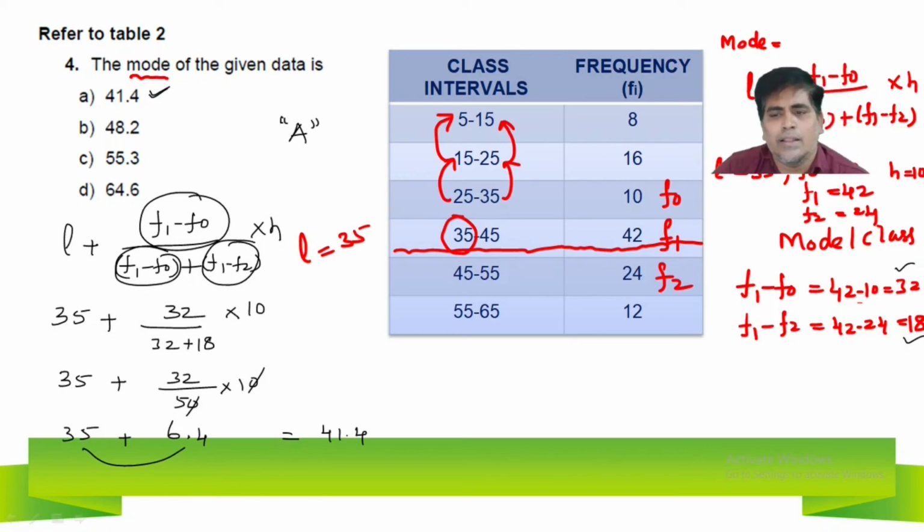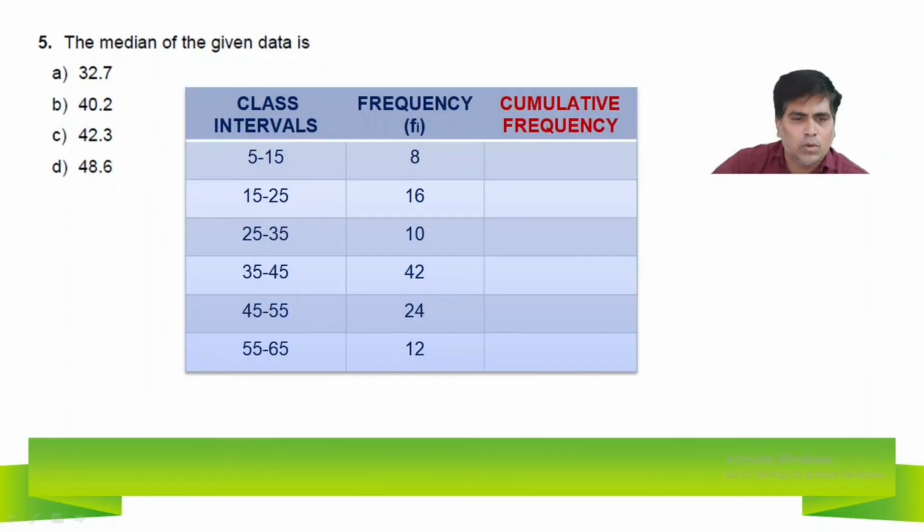We calculated the mode. In reference to table number 1 we also calculated the mode, and in reference to table 2 we also calculated the mode. Just cross-check: the same questions, but with different values. So here we got option A. So, the last question of the case study.